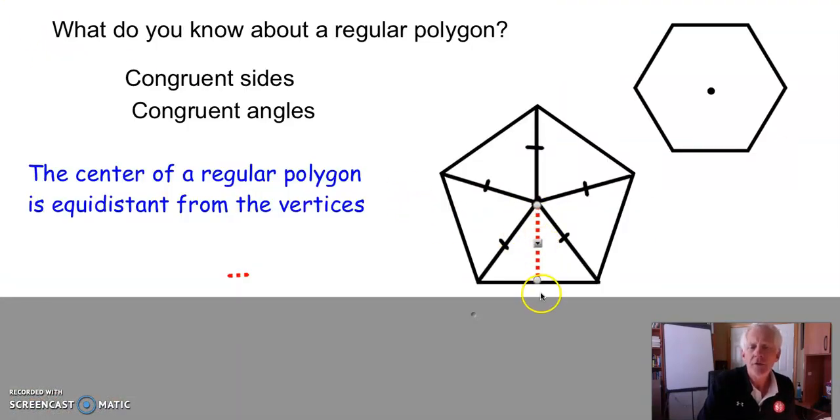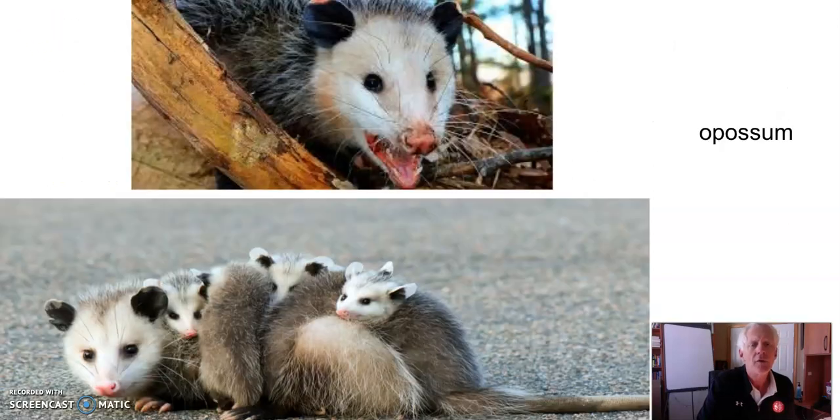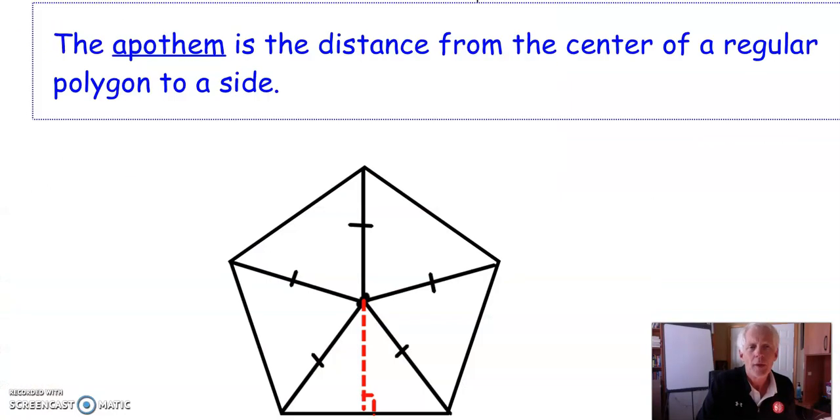What is the name of the height of the triangle in a regular polygon? It's not opossum, it is apothem. The name of the height from the center of a regular polygon to any side is called the apothem. So the apothem is the distance from the center of a regular polygon to a side. Okay? And it basically cuts those equilateral triangles in two.